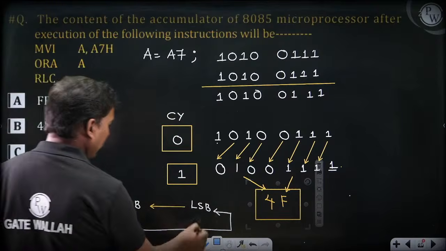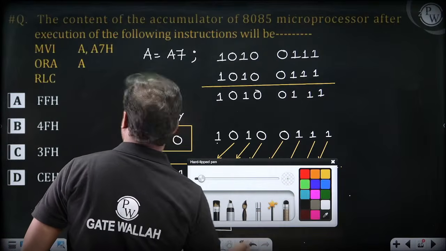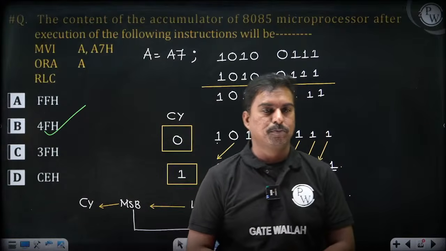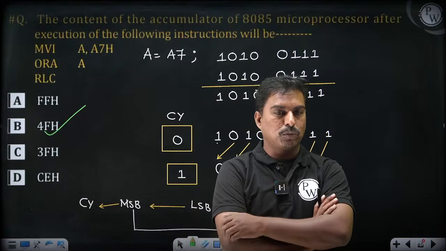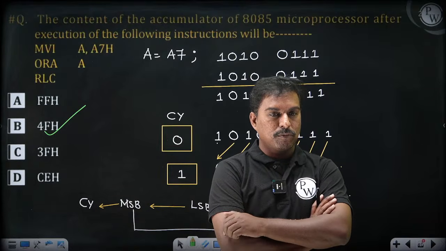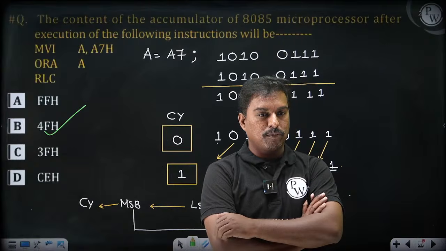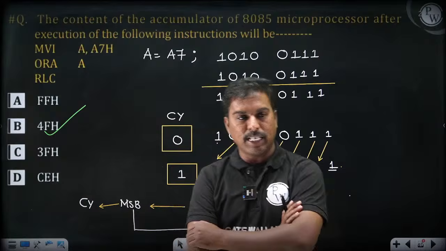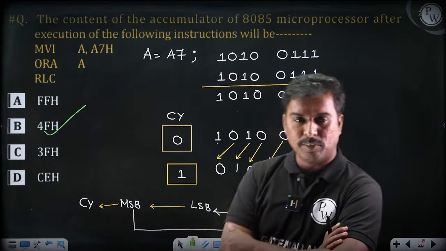Okay. So the right answer for this particular question is 4FH. Option B is the right answer. Don't miss these questions. How will it come, friend? 4F will come, right?